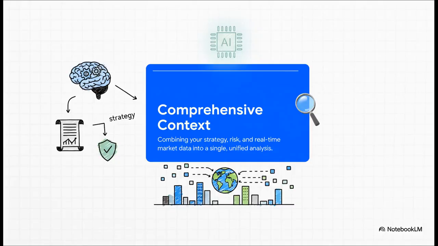So this whole system is really built on this one core idea: comprehensive context. The whole goal is to make the AI less like a simple, dumb indicator and more like a seasoned professional trader. How? By feeding it everything a pro would consider: your strategy, your risk parameters, and all the relevant real-time data, before it even thinks about giving you a recommendation.